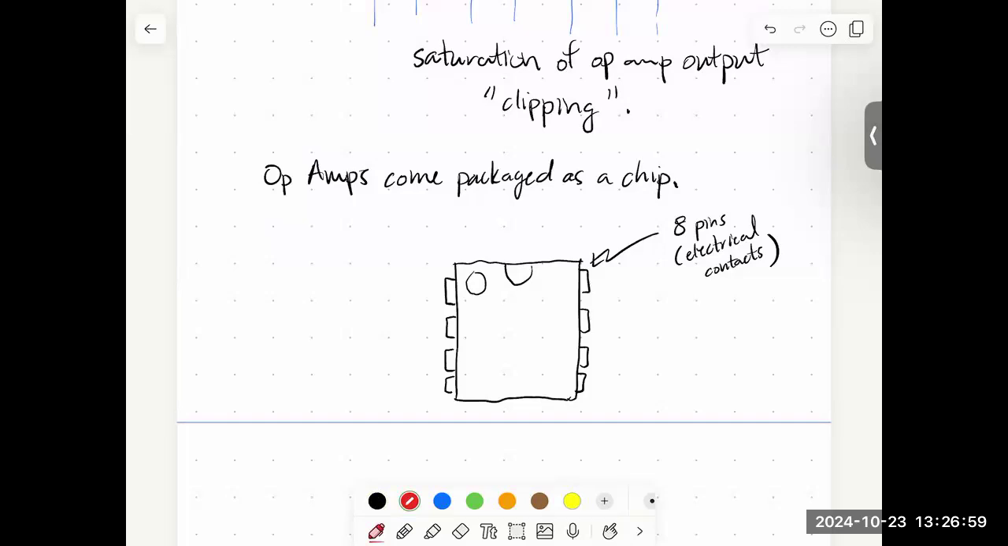And the way they're counted is you find the corner that has this little circle or this thing at the top, and you start at the left corner, and that's pin number 1. And then you just count counterclockwise. And so over here, you continue the counterclockwise pattern. And so this is an 8-pin device, and the pins are numbered 1 through 8.